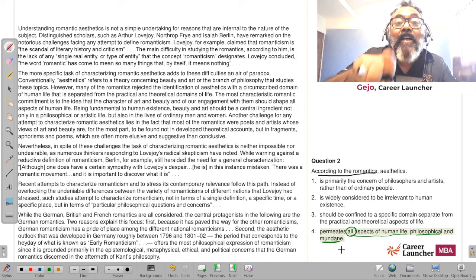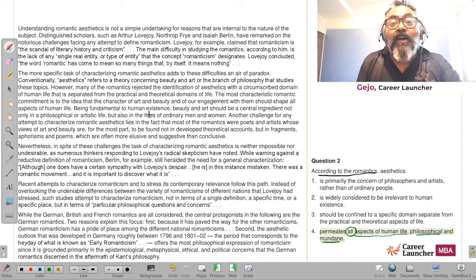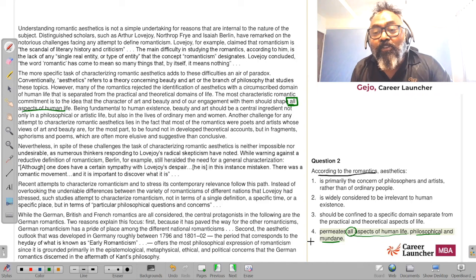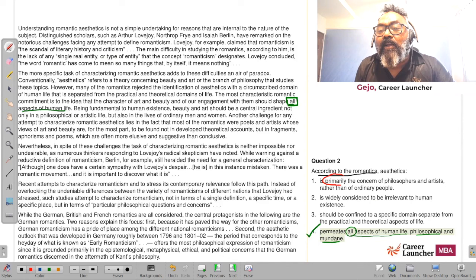Because the passage is very clearly saying, they're saying it should take in all aspects of human life. It is not extreme compared to the passage. It is actually equal to the passage. Therefore, this should be an answer. And I'm sure that the other options can be eliminated. It's primarily, okay, you already have the word primarily. So you almost think that, okay, there is a red flag. That word is a problem. Primary concern of philosophers and artists rather than ordinary people.